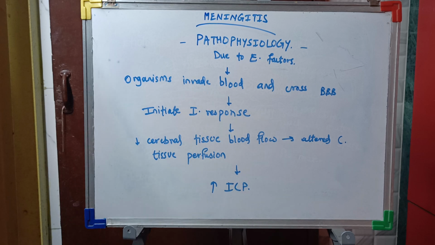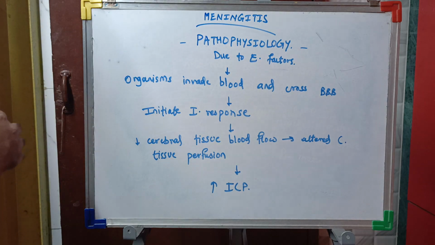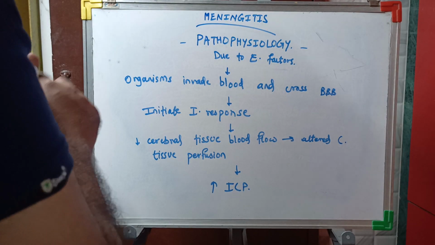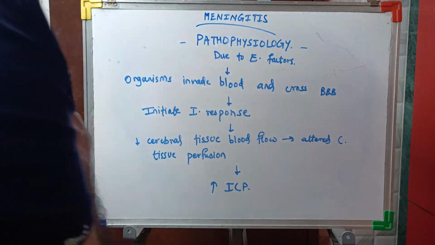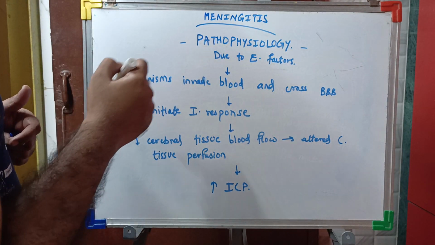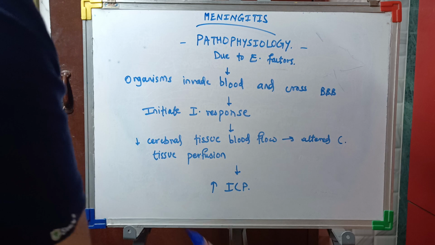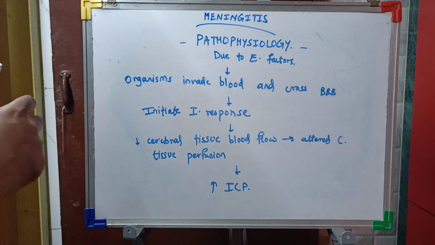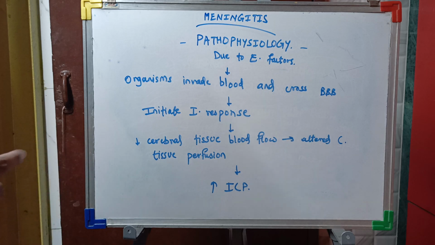Now we will focus on the pathophysiology of meningitis. Due to all the etiological factors, organisms such as bacteria or viruses invade the bloodstream and cross the blood-brain barrier. After the invasion, an inflammatory response is initiated. It leads to decreased cerebral tissue blood flow and altered cerebral tissue perfusion. Lastly, there is increased intracranial pressure, which puts pressure on the brain and the surrounding parts. So this is the pathophysiology of meningitis.